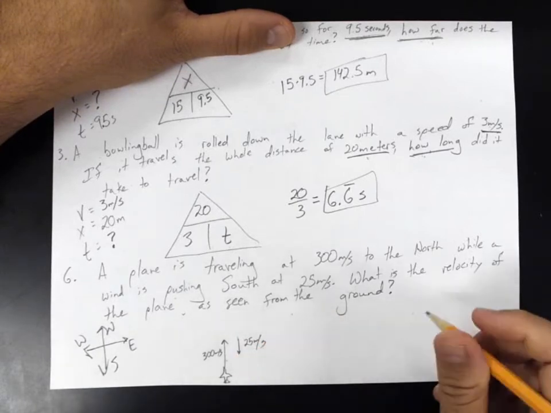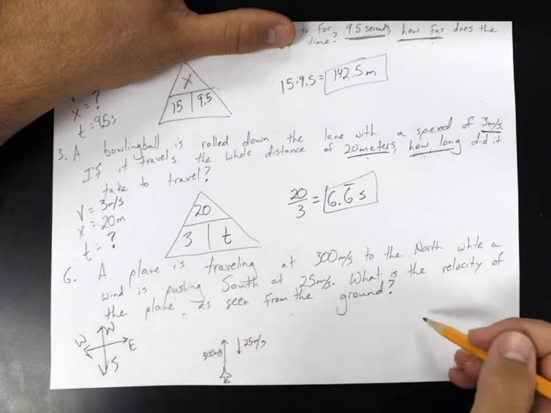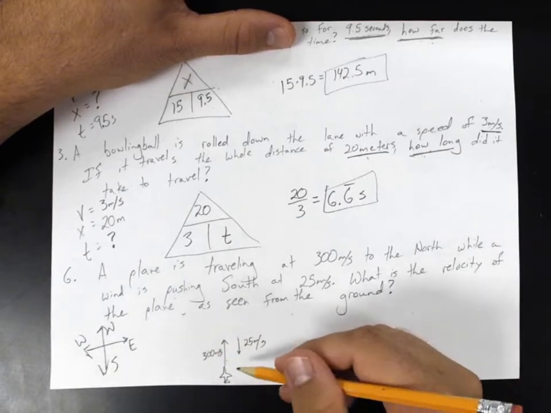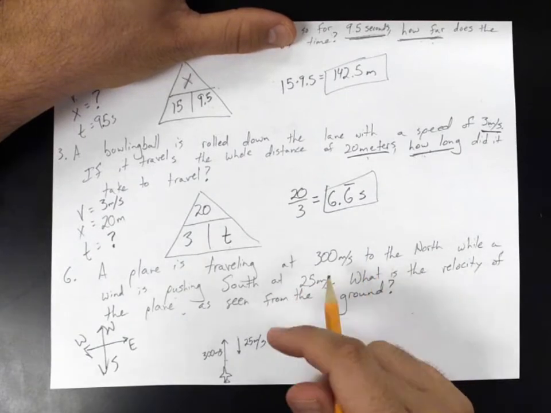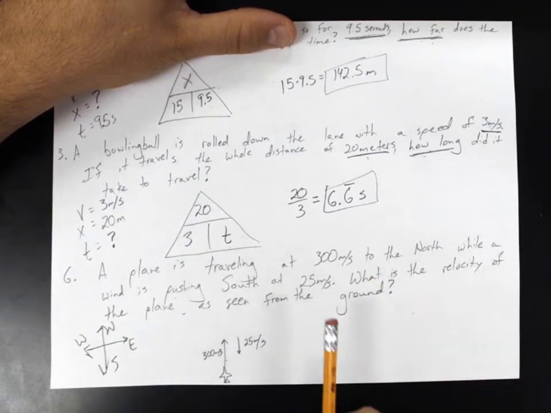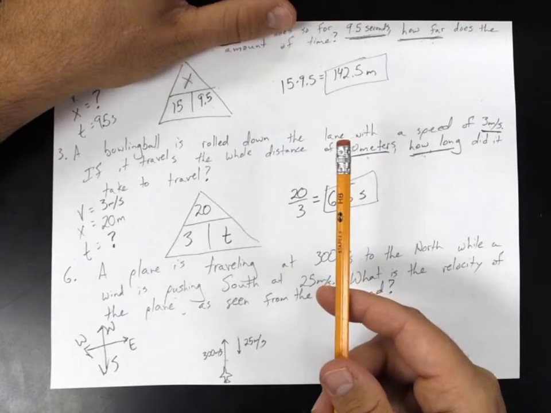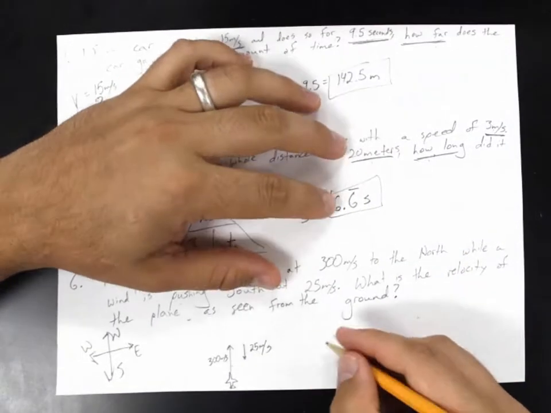All right, now, what is the velocity of the plane as seen from the ground? So what does it look like the plane's doing if this is the situation? So all you have to do is look at the arrows, okay? If it's going into the wind, as you might expect, that's going to slow it down.